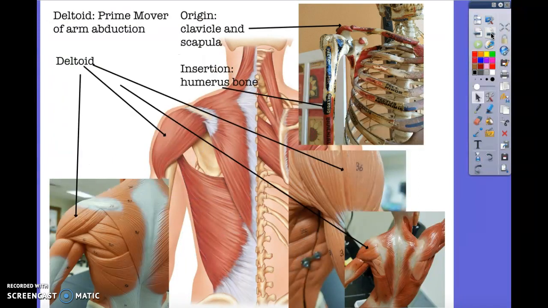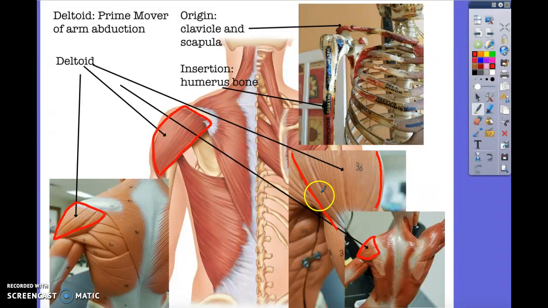Okay, deltoid. I think this one's pretty easy for everybody. Let's find it on the diagram. So I'll get a pencil. Here we go. On our mini muscle man. Okay, deltoid. On our PowerPoint diagram, deltoid. Here's the anterior view of muscle man. And here's our single muscle man.